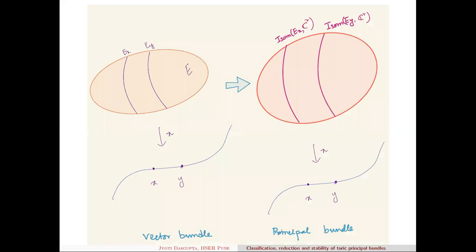So first, let us start with a vector bundle E over X. Over any point x here, the fiber will be a vector space, which I'm denoting by E_x. Now we can define another bundle over X, where the fiber over x is replaced by the isomorphisms of E_x with C^r, assuming that the vector bundle is of rank r. And then we get what is called a principal GL_r(C) bundle.